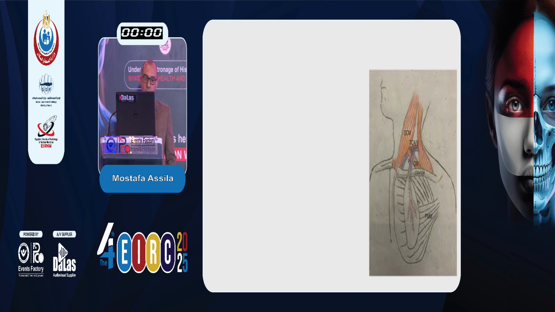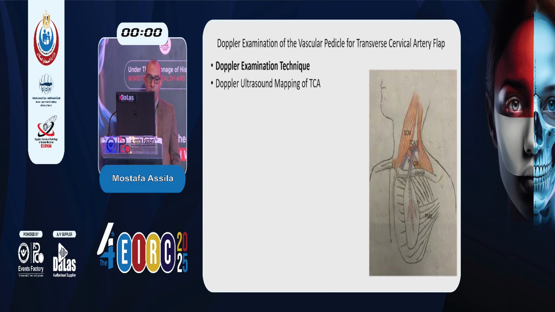Here is the diagram of the flap we're dealing with. This is the mapping diagram for it. This is the transverse cervical artery. Doppler ultrasound mapping for the transverse cervical artery.